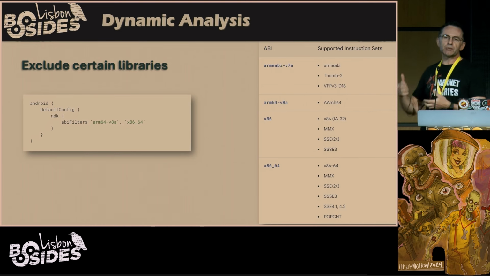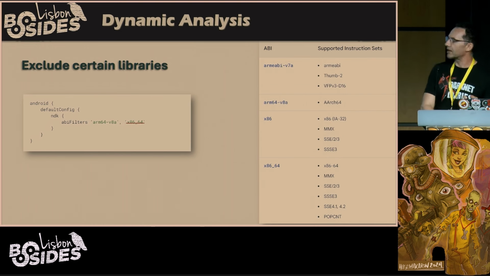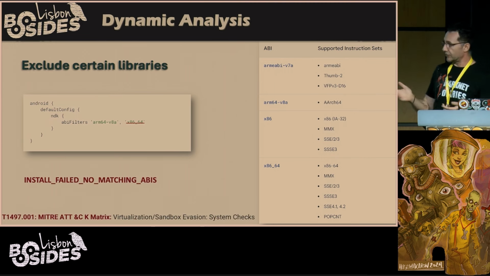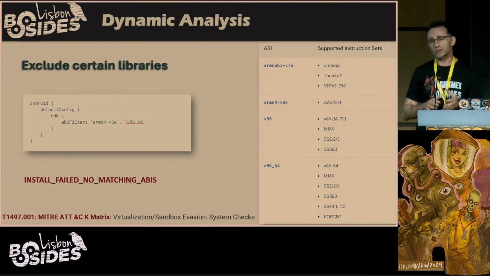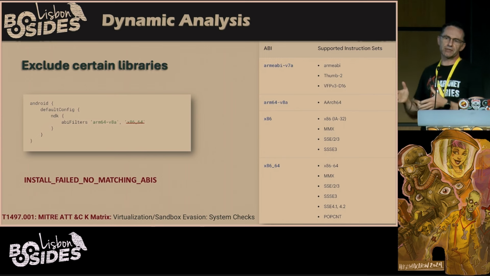If you try to run such an APK on an x86 VM, for example, you're going to get the following error, especially in older Android versions. Even in newer Android versions, you're going to get crashes or some other error. So your whole pipeline collapses with just a simple trick, just excluding certain libraries, and the whole thing collapses.